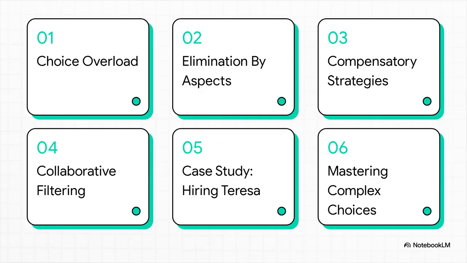Okay, here's our roadmap for tackling that awful productivity tax of inefficient systems. We'll diagnose the choice overload problem, look at elimination by aspects, compensatory strategies, and collaborative filtering, and then wrap up with a real-world case study, hiring Teresa.